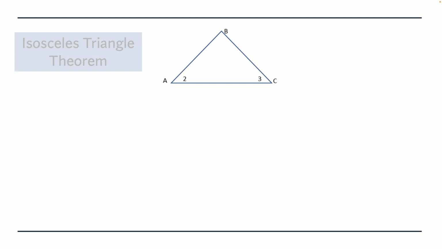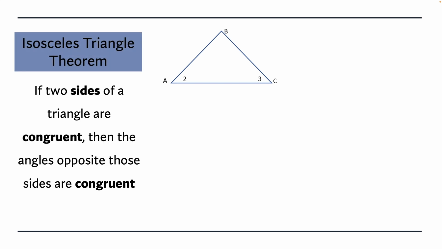Now we have what we call the isosceles triangle theorem. If two sides of a triangle are congruent, then the angles opposite those sides are also congruent. So in this triangle, if AB is congruent to CB, then angle 2 is congruent to angle 3. Okay, let's look at the triangle and mark that. AB is congruent to BC. Then the angles across from those are also congruent. Angle 2 is congruent to angle 3.